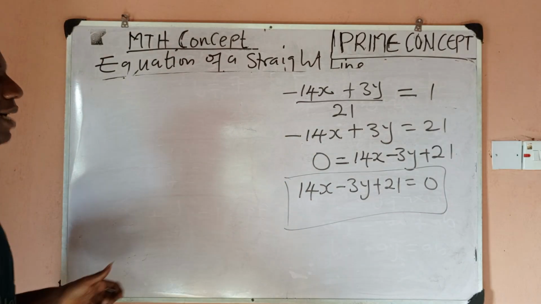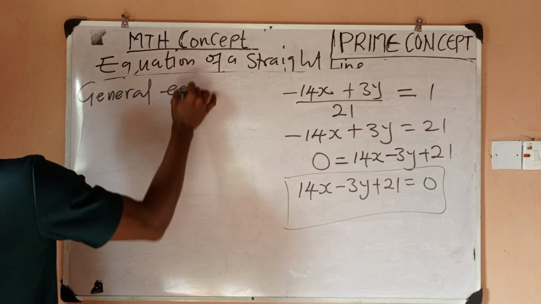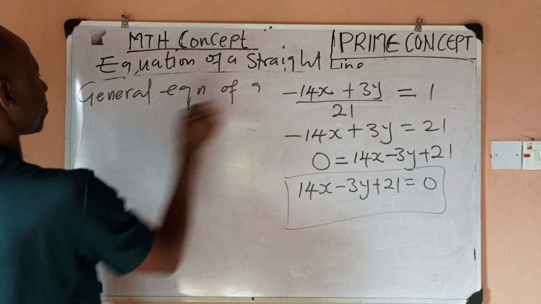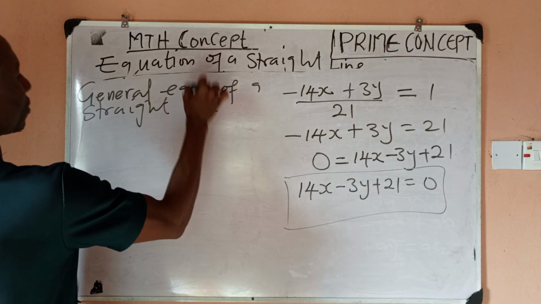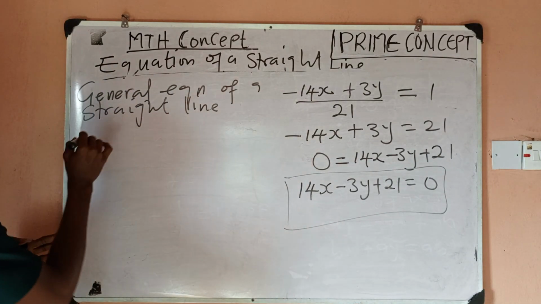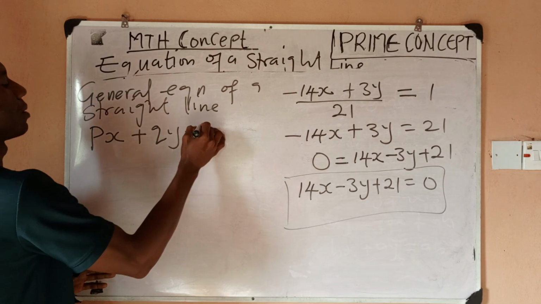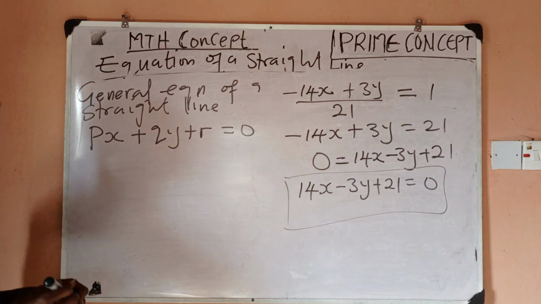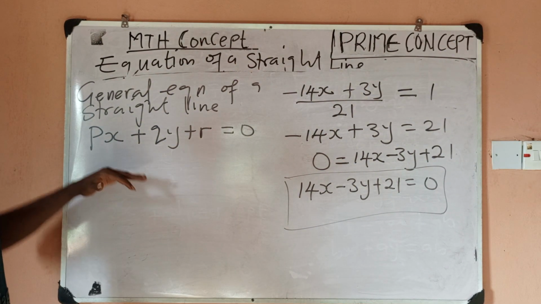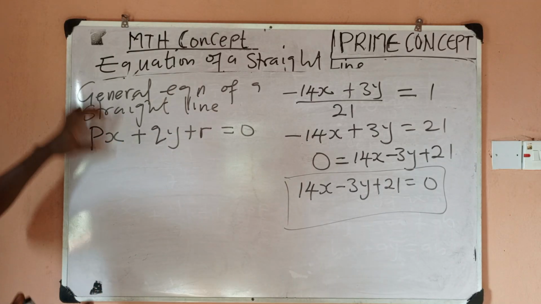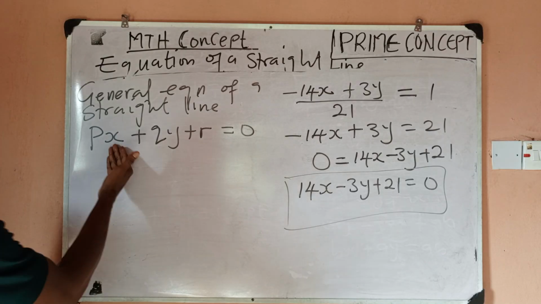So the general equation of a straight line is written as px plus qy plus r equals 0. This is the standard way of writing, another way of writing the equation of a straight line. We know this as the general form for the equation of a straight line.